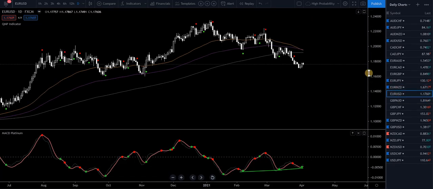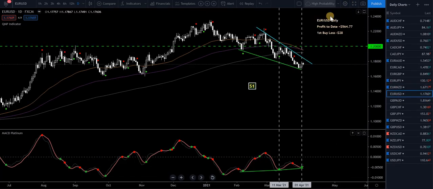Euro USD. Nothing happening on this at the moment. I did take a buy in here on this grey line. It was a loss of $28, and now looking for potential another buy. In the meantime, we've still got this divergence. So we've got lower lows on price and not so lower lows on the MACD Platinum.